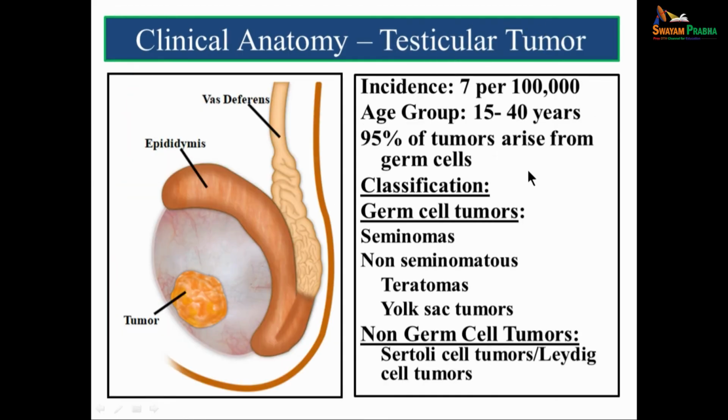Testicular tumors. The incidence of testicular tumors is about 7 per 100,000, commonly affecting the age group between 15 to 40 years. 95% of tumors arise from germ cells. We classify them into germ cell tumors and non-germ cell tumors. Under the germ cell tumors, we have the seminomas and non-seminomatous tumors, which are further subdivided into teratomas and yolk sac tumors. The non-germ cell tumors are Sertoli cell tumors or Leydig cell tumors.